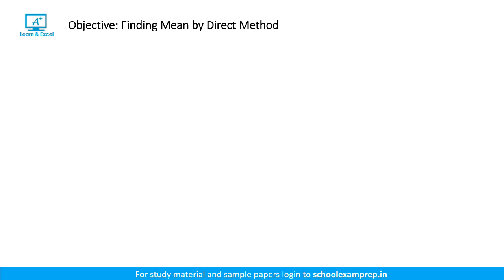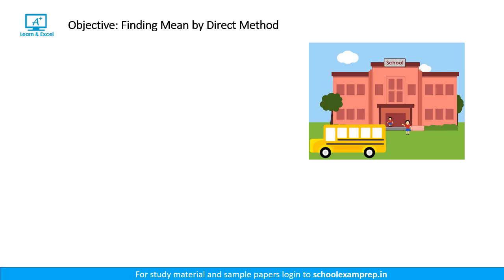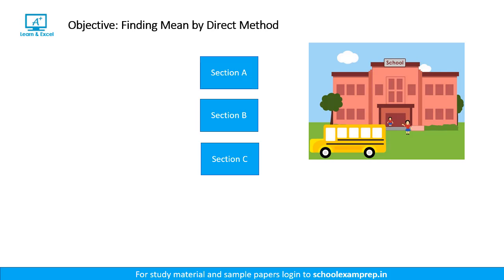In this video, let us discuss how to find the mean of grouped data. First, let us understand why we need to find the mean. Let us take a scenario where we have a school with 3 sections of class 10, and the students from the 3 sections have given their math exam. We have to find which section has performed well in this exam.